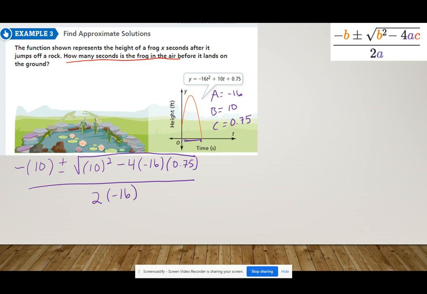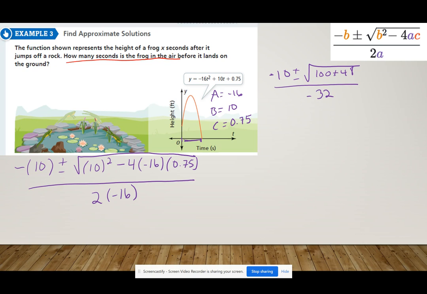Okay, so let's see what we can simplify. The opposite of 10 is negative 10, plus or minus the square root. 10 squared is 100. Now here's the part where I need to plug this into my calculator. I have negative 4 times negative 16 times 0.75. And I get 48, positive 48. If it was a negative, I would put a subtraction sign there, but this one was positive. I want to make sure that I know that my first number is negative. And then 2 times negative 16 is negative 32.